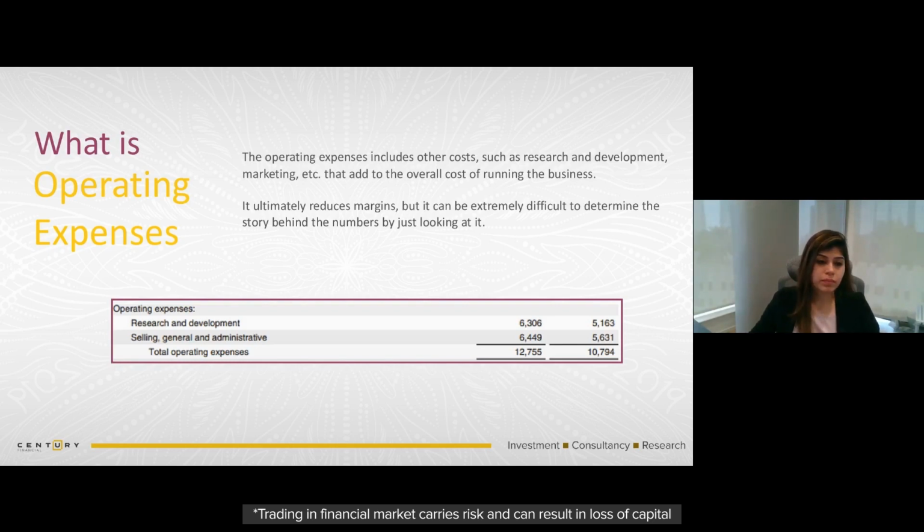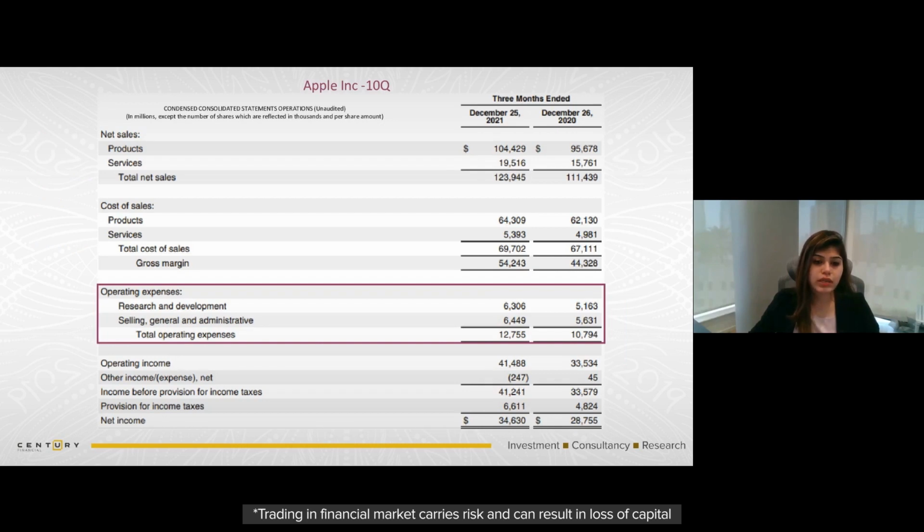All right, so moving forward. This is how the operating expenses look on the income statement of a company. We have the net sales, from which we subtract the cost of sales. So we get the gross margin, from which we subtract the operating expenses, and we receive the operating income.